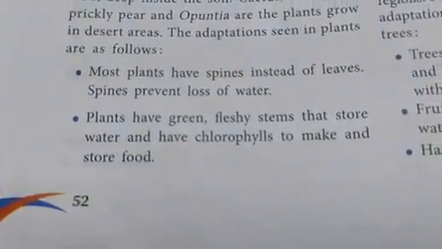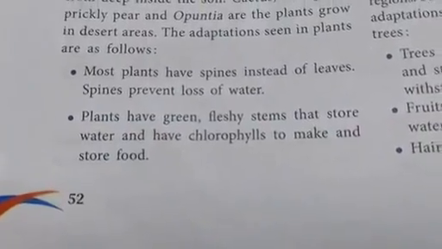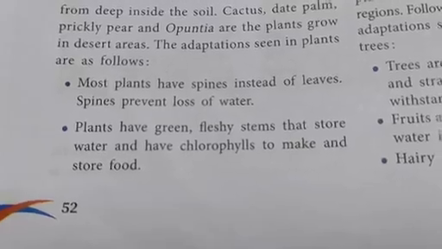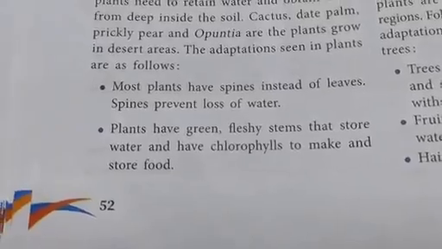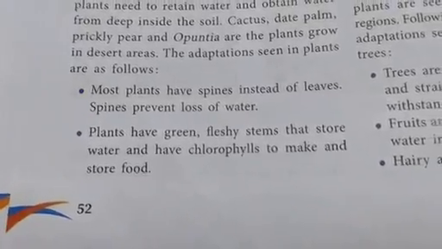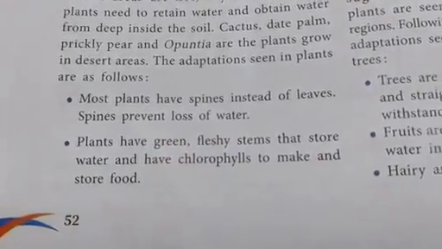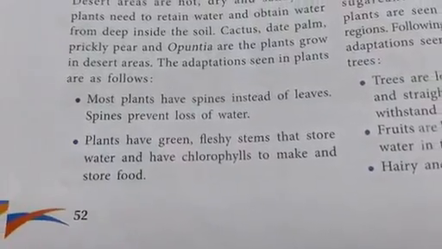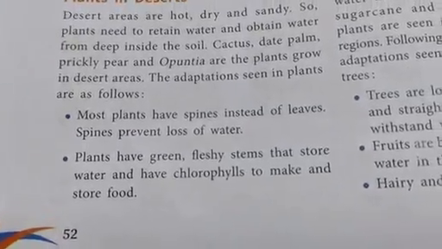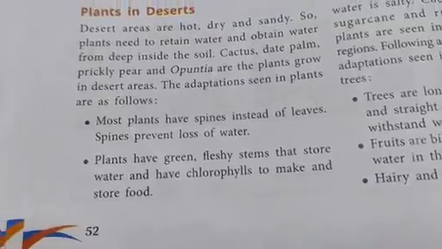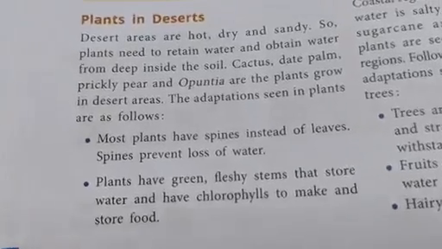Most plants have spines instead of leaves. Spines prevent loss of water. So the plants in deserts have spines instead of leaves, and these spines prevent loss of water. More water is not lost during transpiration. Plants have green fleshy stems that store water and have chlorophyll to make and store food.